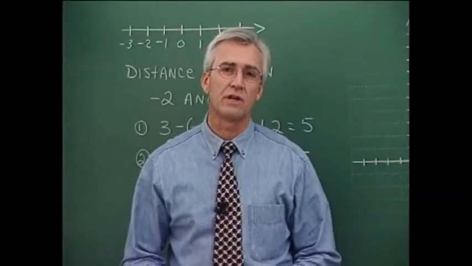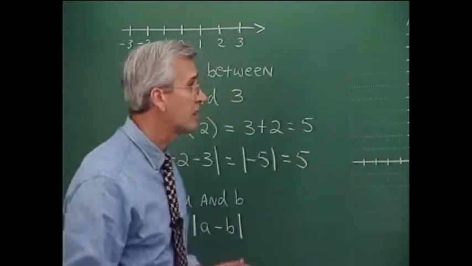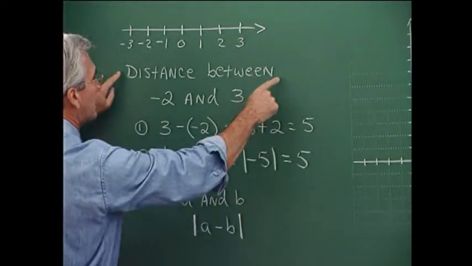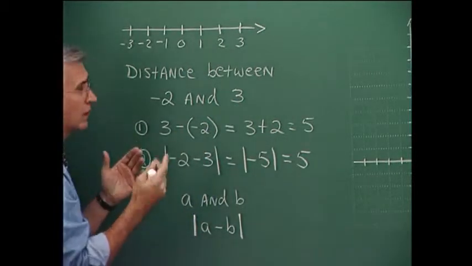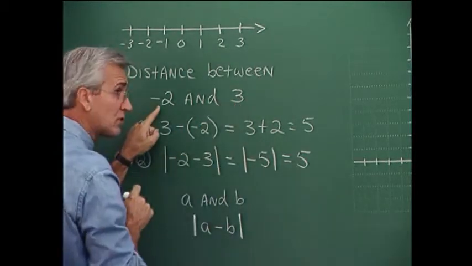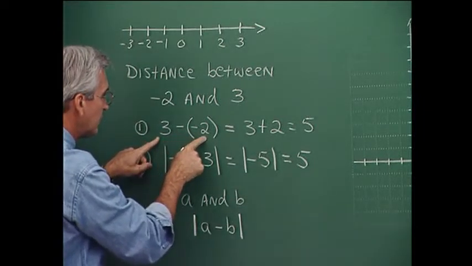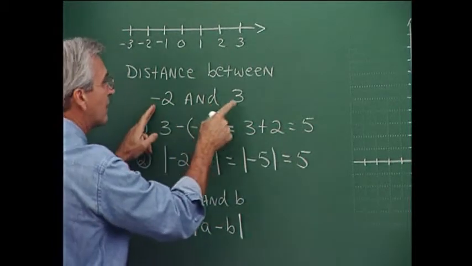In the introductory chapter, we talked about distance along a number line, and at that time we decided there were a couple of ways of calculating distance. Here's the number line. Suppose we want to calculate the distance between negative 2 and 3. We said one way we could do it was to take the larger number and subtract the smaller one. And that's all there is to it. So it would be 3 minus negative 2, that's 3 plus 2, or 5. So the distance between negative 2 and 3 is 5 units.